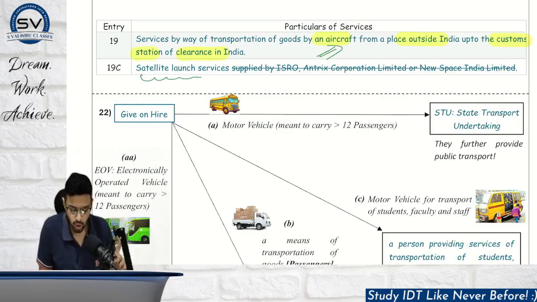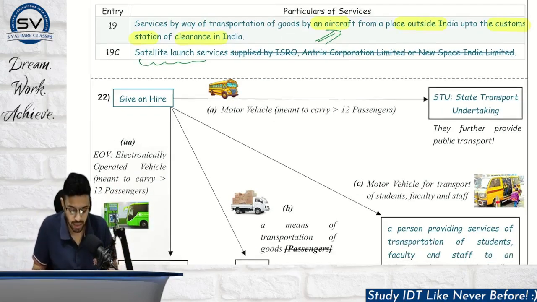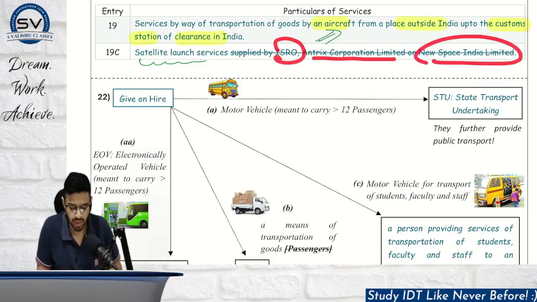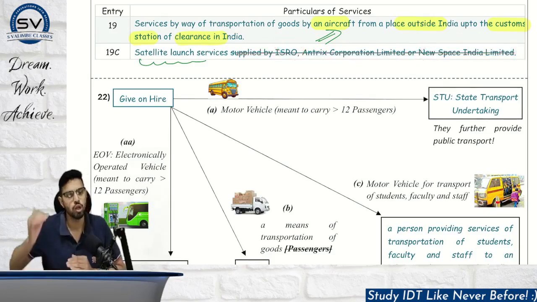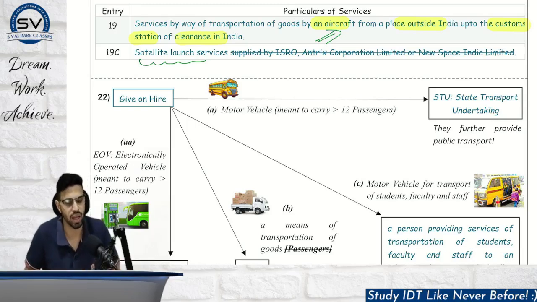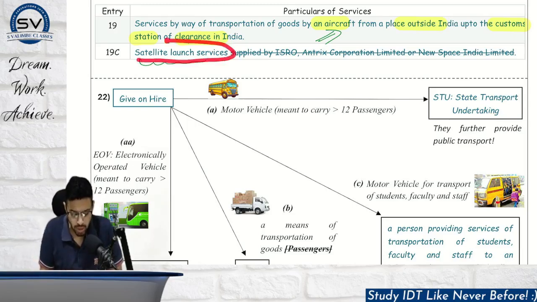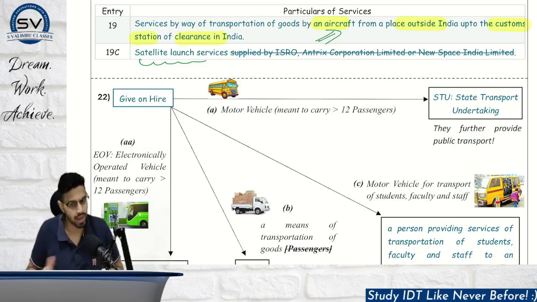Next, satellite launch services. Earlier the exemption was only when provided by ISRO, Antrix Corporation or New Space India Limited, but this restriction has been removed. So any person, the reason is that in this space also there are a lot of startups which are working. So to provide an exemption and lower the cost, and for the promotion of the space industry in India, all the satellite launch services, regardless of whosoever is providing, are exempt.